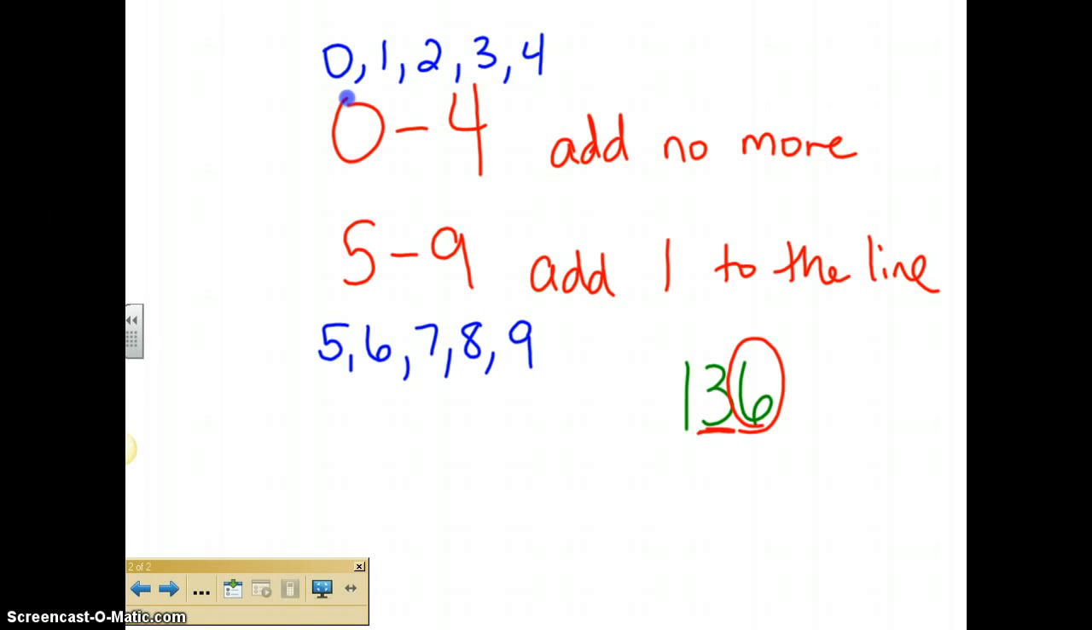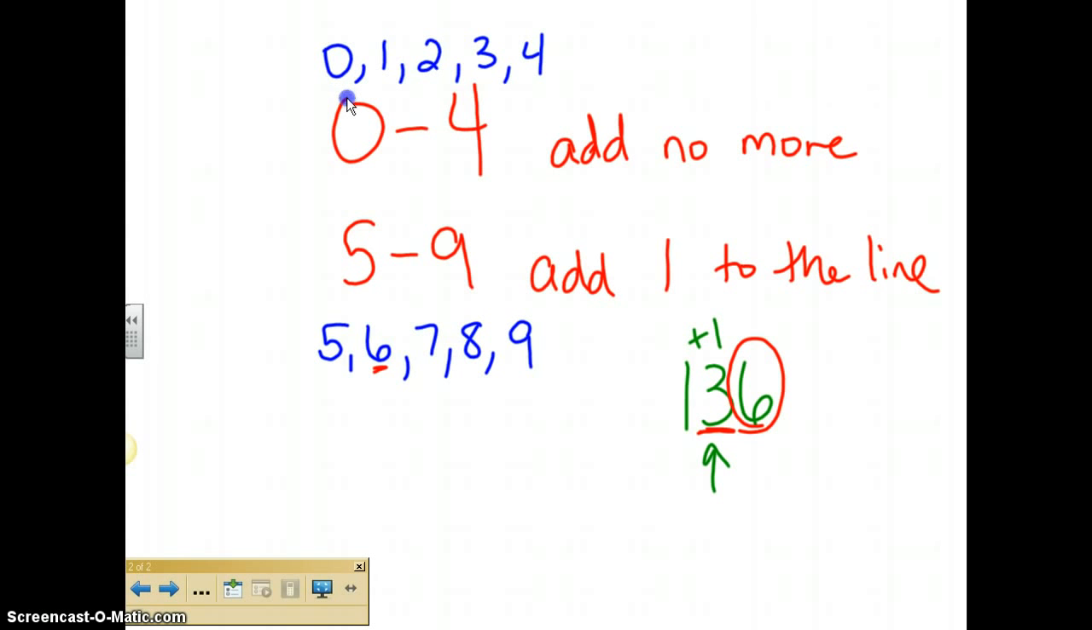And I gotta say, is that 6 a 0 through 4? Is it a 0, 1, 2, 3, or 4? Or is it a 5 through 9? A 5, 6, 7, 8, or 9? Well, you see in my 5 through 9 list, there's the 6. So what do we say when it's a 5 through a 9? We say add 1 to the line. Here is the line that I'm talking about. So I choose to add 1 to that line.